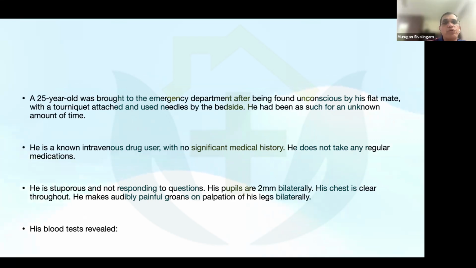I've not had a question on this before. Okay, you have a 24-year-old guy brought to the emergency department after being found unconscious by the flatmate with a tourniquet attached and needles by the bedside. He has been using some unknown drug. He's been like this for an unknown amount of time. He's an IV drug user, no significant past medical history, does not take any regular medications. His pupils are 2 millimeters bilaterally, chest is clear, and he is a little bit painful when he presses thighs or legs bilaterally, not responding to questions.